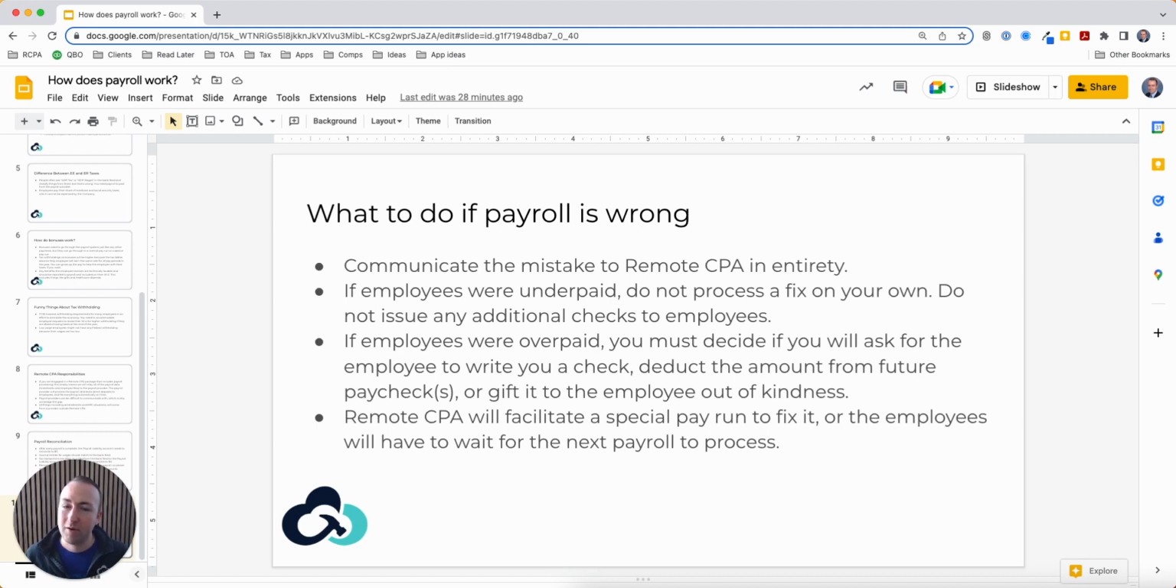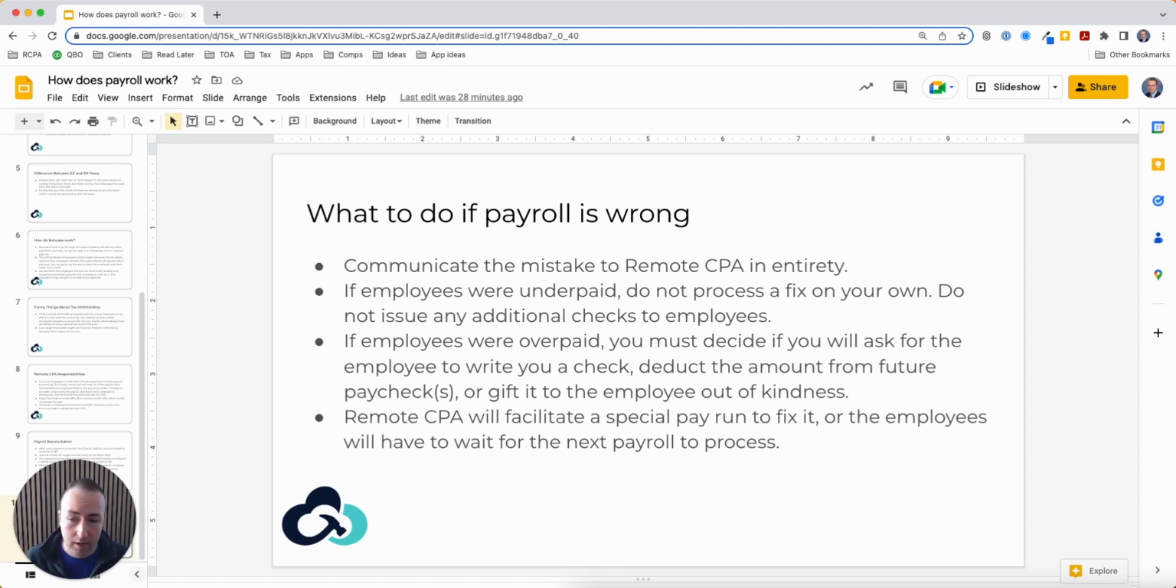What to do if payroll is wrong? So it will happen eventually, especially if you have employees who are paid hourly. Please let us know the mistake right away. Doesn't matter whose fault it is. We just want to get it fixed. And if we don't understand what you say in your email, there's a higher probability that we will make a mistake. So please don't assume that we know everything or we know what you're talking about.